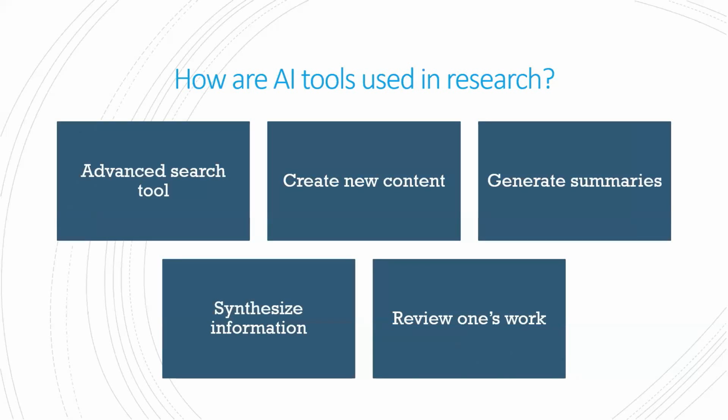Another question that might come to mind for some of you is, how are AI tools being used in research? You may have heard the buzz about these tools, but you're not yet incorporating them into your own research projects and processes. So here are some use cases. This comes from Harvard's IT group. These tools can be used as an advanced search tool. They can be used to generate new content, create summaries, synthesize information, or even review your own work to edit or enhance your writing. Pretty cool, right?